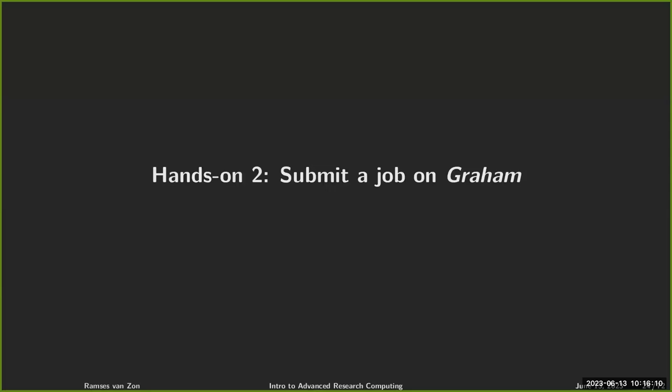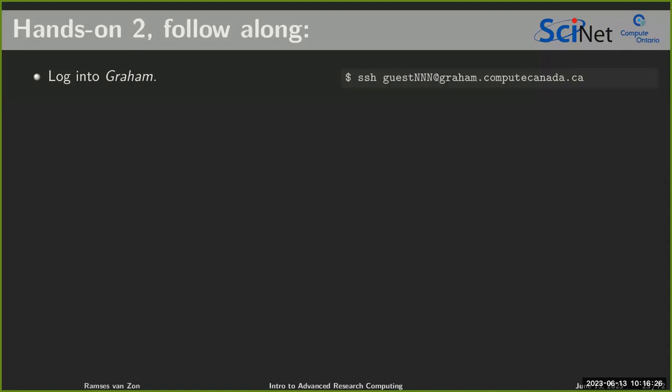So we're going to try that. Our second hands-on is to submit a job on Graham. So we're on the login nodes. Now we want to run something on Graham. And I've prepared something for you, so you don't have to write the whole thing yourself. So of course, we're logged into Graham. That's how we start. So try and follow along. If you're already logged in, good. You're in a good spot to start. And as we are going along, ask questions. Let us know what isn't working. I tested it this morning. It should work, but you know, things happen.